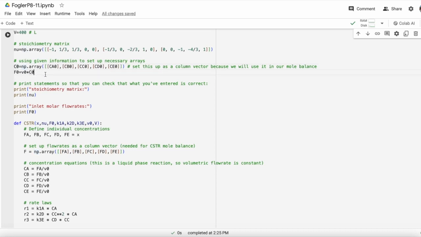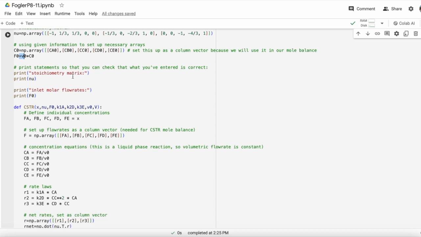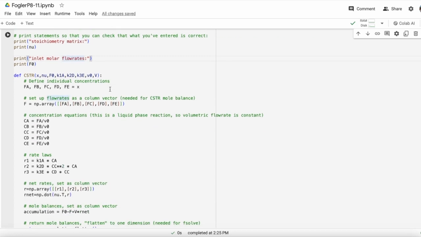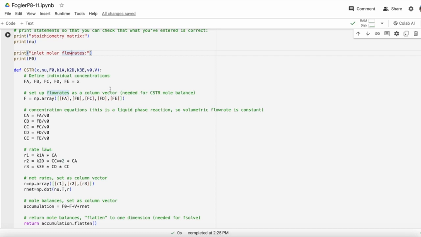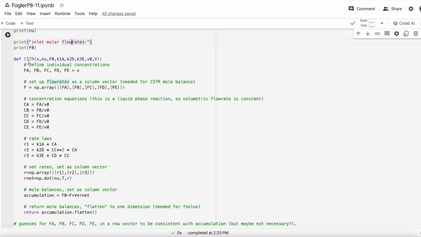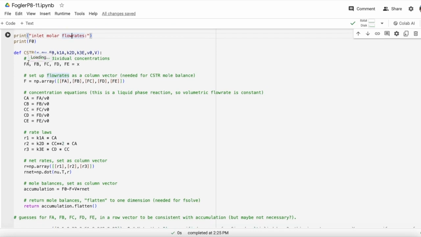You'll see why in just a moment. And then I'm also going to set up an initial flow rate vector that's going to be just multiplying my inlet concentrations by the inlet volumetric flow rate. I then have some print statements. I like to do that just to make sure the software and I are on the same page about what has been entered. And now I'm going to come in here and I have a function that I've created.